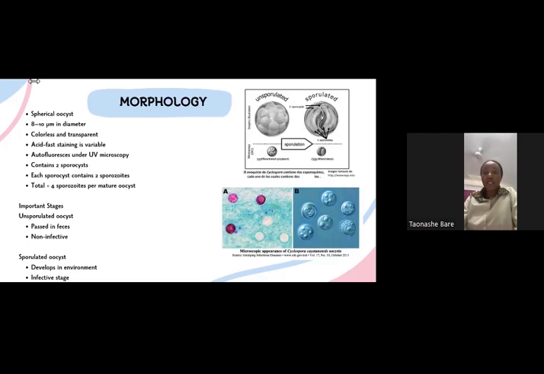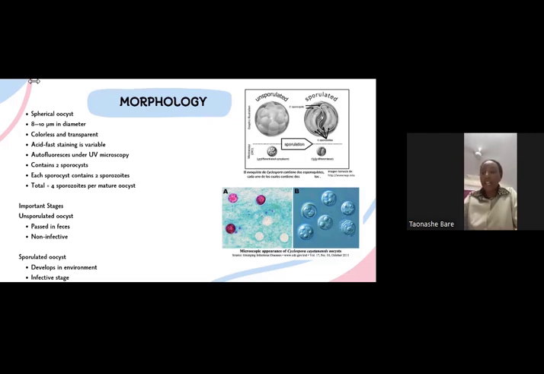Each mature oocyst contains two sporocysts, each with two sporozoites, totaling four. The key developmental stages include the unsporulated oocyst, which is non-infective and excreted in feces, and the sporulated oocyst, which develops in the environment and is infective. Understanding these stages is crucial for diagnosis and prevention.